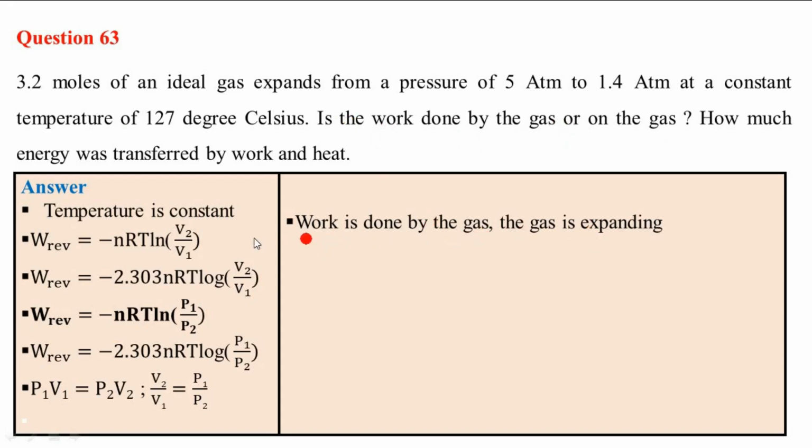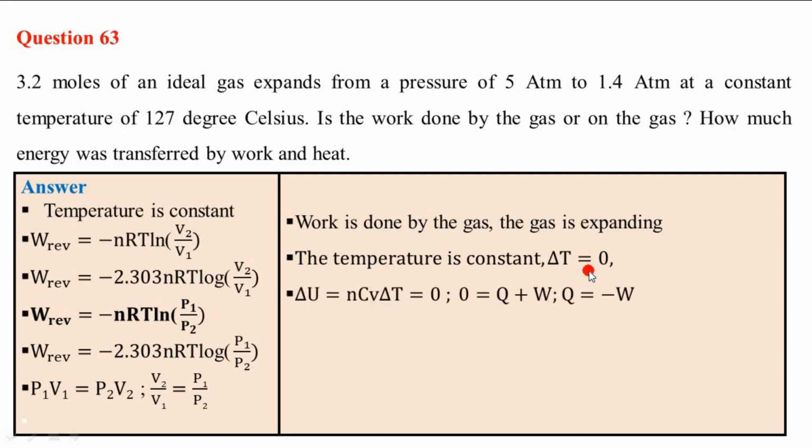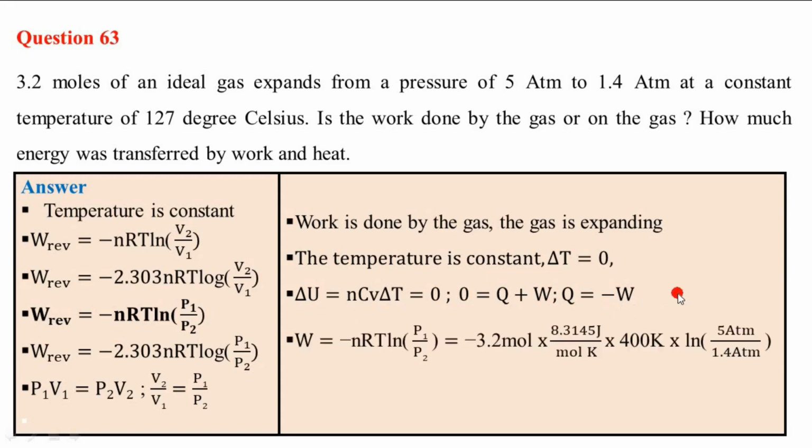We know that the temperature is constant, and when the temperature is constant, delta T is equal to 0. The change in internal energy, nCv dT, is also equal to 0 because the change in temperature is 0. That means the internal energy change will be equal to 0, and that also means the heat is equal to minus work done. Q is equal to negative work done.